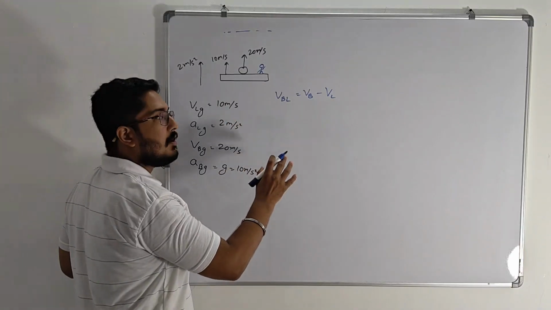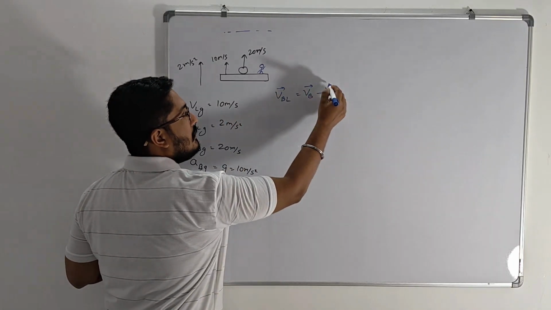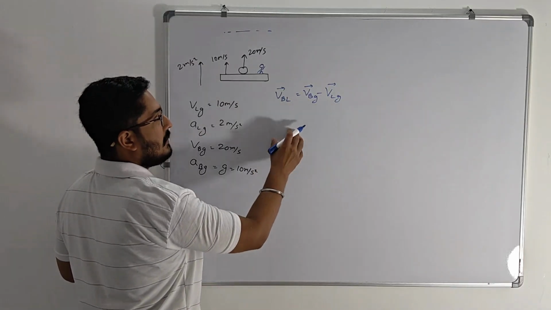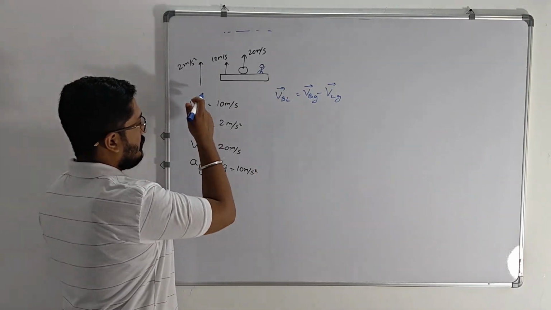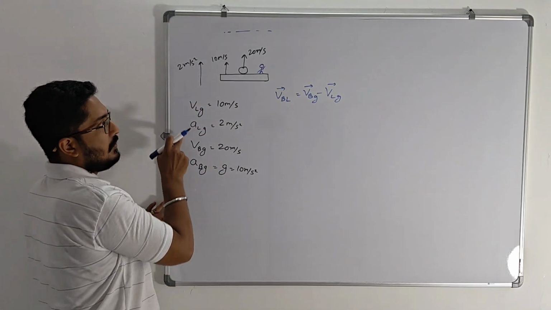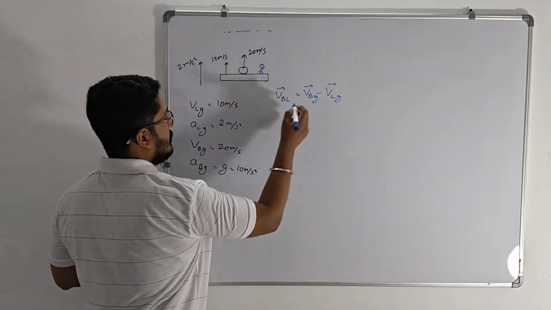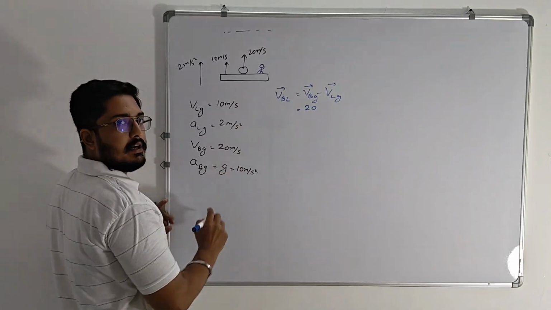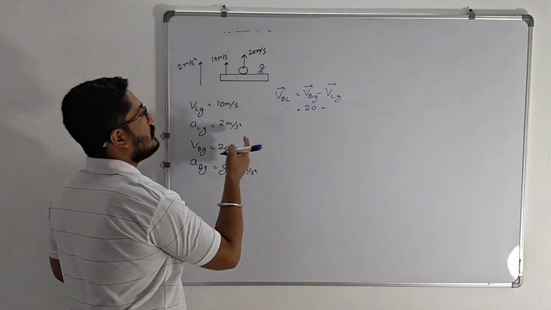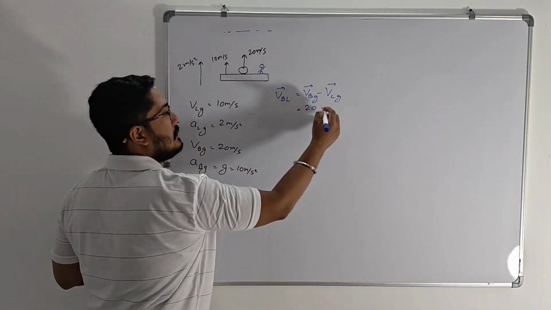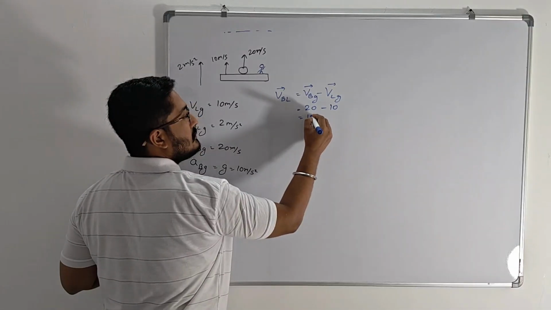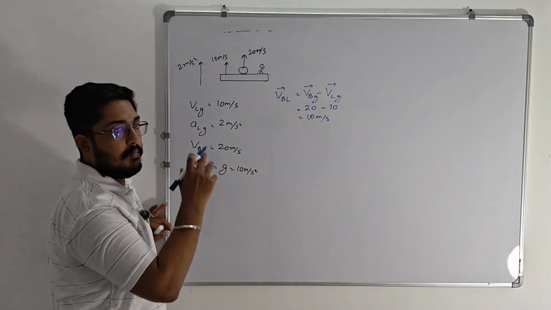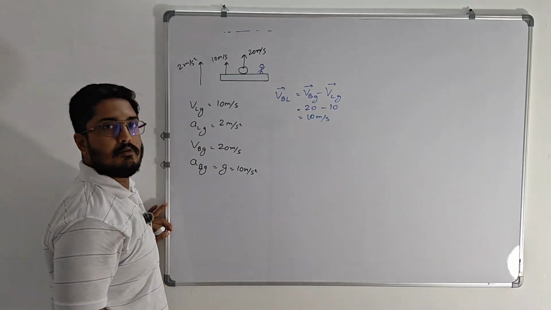This is the standard formula of relative velocity, right? These are all with respect to ground. Okay, they are vectors, so I have to write accordingly. Velocity of ball with respect to lift, I don't know, but these two I know. So I can substitute that. Velocity of ball with respect to ground is 20 upwards. So I'm considering upward positive, minus velocity of lift with respect to ground, also upwards 10. This comes out to be 10 meter per second. Now this is the velocity of the ball that the observer in the lift would see.